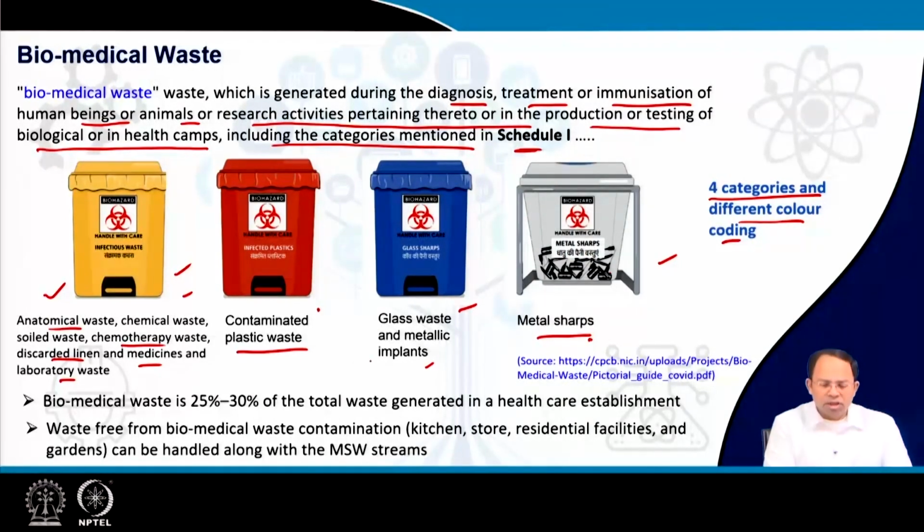Now, in addition to this biomedical waste, a biomedical facility itself generates other types of waste as well. For example, kitchen waste, store waste, residential waste collected from residential facilities, gardens and so on. Usually we assume that out of all the waste that is generated from this kind of facilities, only 25 to 30% is biomedical waste, and that has to be handled separately and with proper care. Whereas the rest of the waste can be considered as part of the normal municipal waste streams and can be handled accordingly.